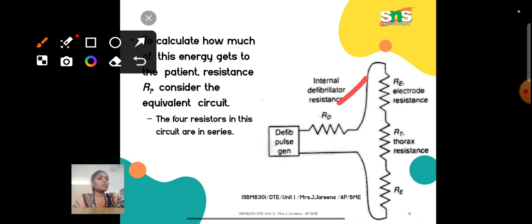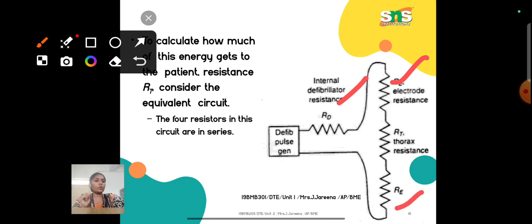The second resistance will be the electrodes. You will be placing two paddles over the chest when you are delivering the energy. Here we used to say electrode in place of paddle. That paddle will have some electrode resistance, which is why it is called electrode resistance. Since we are using two electrodes, we will have two electrode resistances.